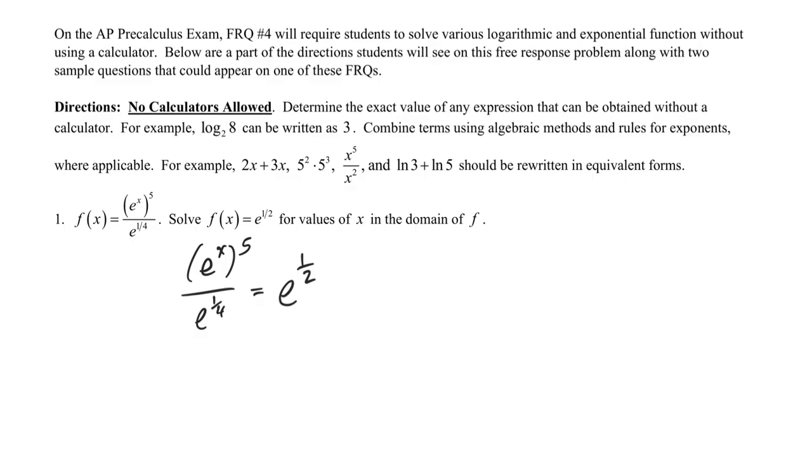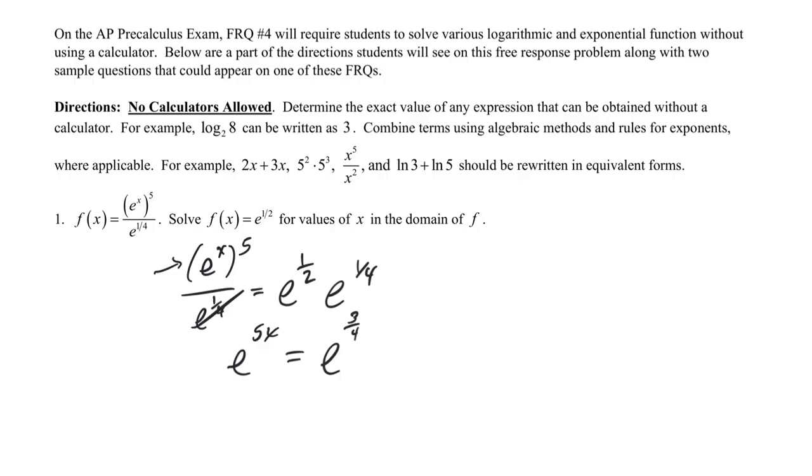The first thing we want to do is get rid of that denominator. So I'm going to multiply both sides by e to the 1/4, so I can cross it out over there. And I'm going to simplify this. Remember, when we raise a term with an exponent to another exponent, we multiply exponents. So we got e to the 5x. And since we're multiplying like bases here, I can add those exponents, get common denominators, so that ends up being 3/4.